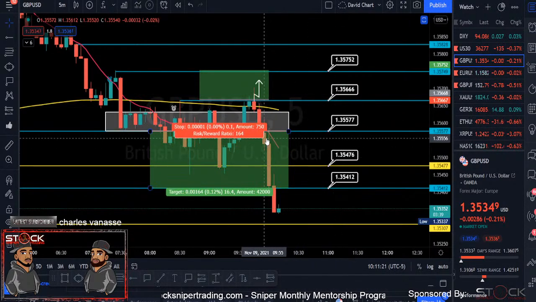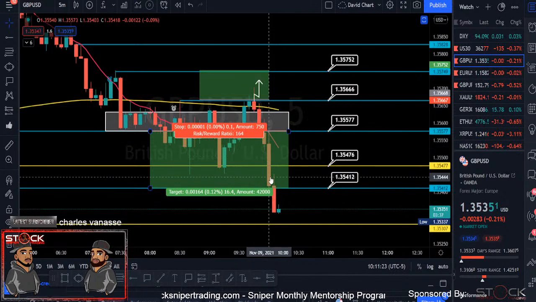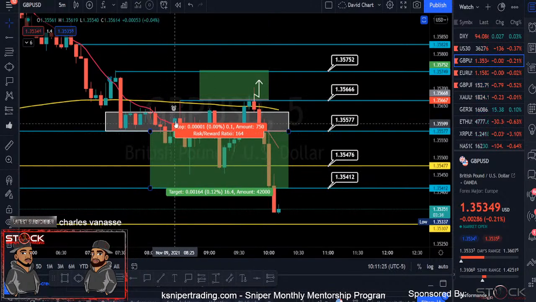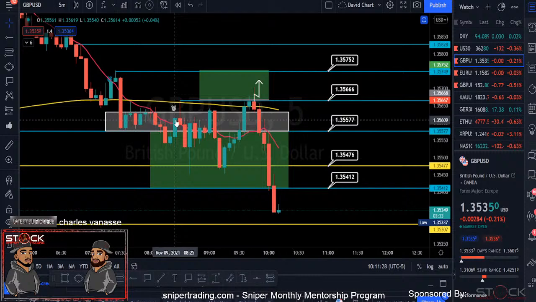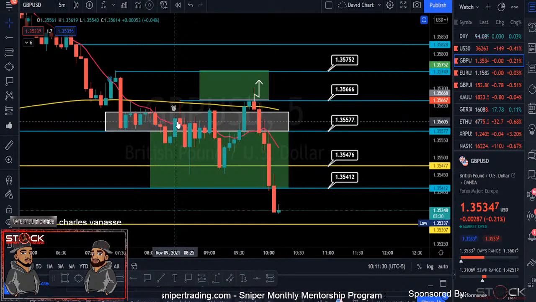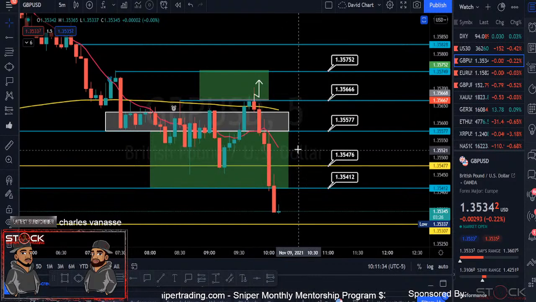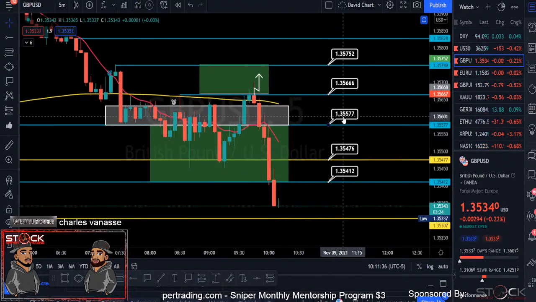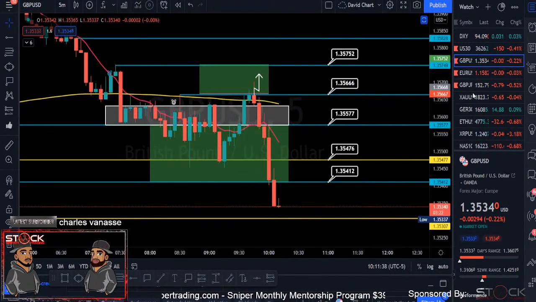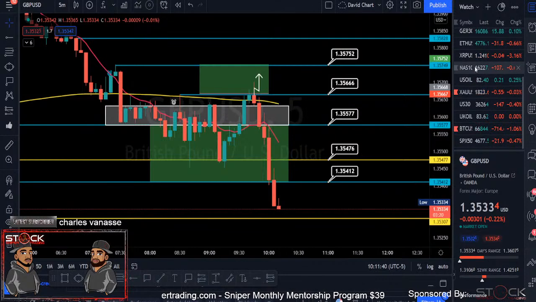35577. Okay, eventually it broke down. Eventually. But even if you caught a little pips here and it reversed, depending on your stop loss, 20 pips, you'd still be in all right profit. Okay, so GBP USD is continuing to sell, all right, continuing to sell from overall level of 35577. Now let's check out the beasts.